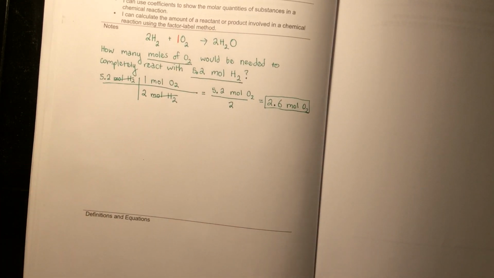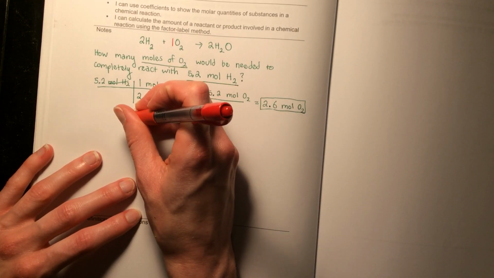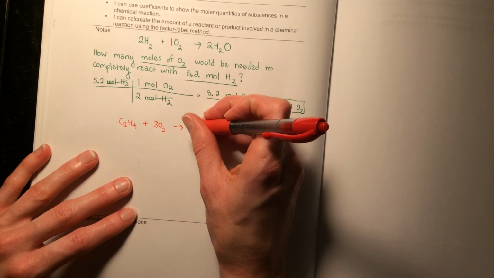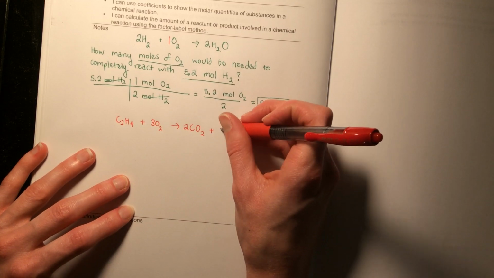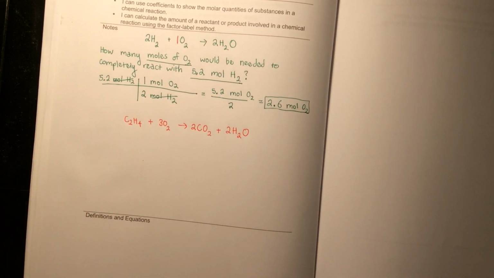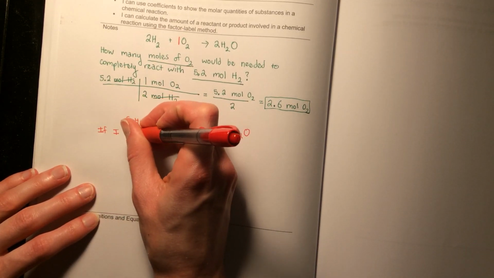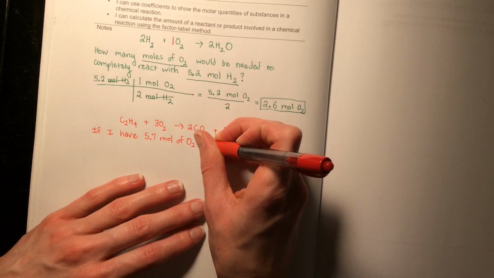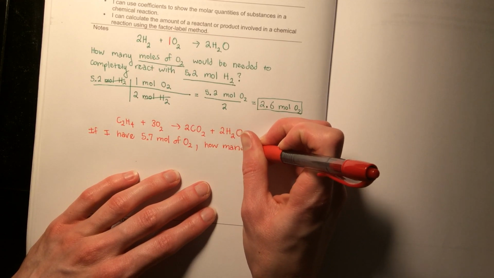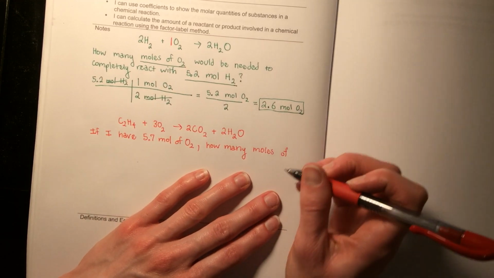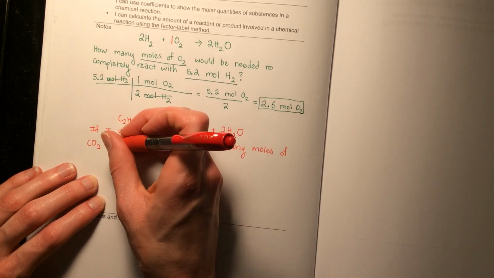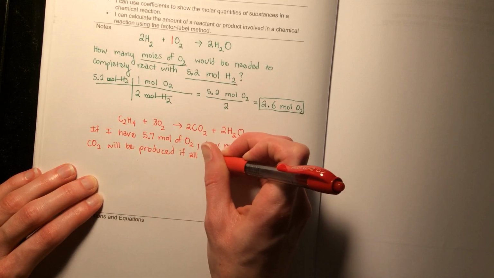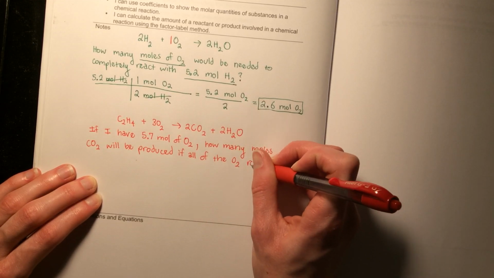This problem is going to have a different reaction, so I'm going to write it in a different color. We're going to do C2H4 plus 3O2. This is going to be a combustion reaction. Produces 2CO2 plus 2H2O. And our question is going to be, if I have 5.7 moles of O2, how many moles of CO2 will be produced if all of the O2 reacts?